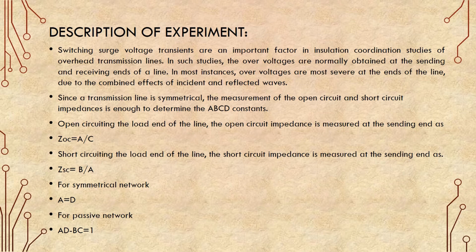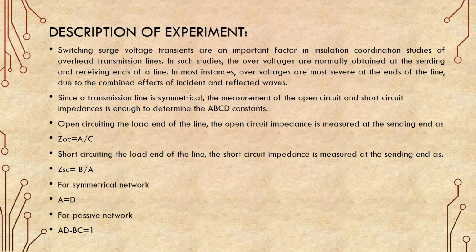For that we have to do the open circuit test. In the open circuit test, we open circuit the receiving end and measure the parameters of the sending end. In the short circuit test, we short circuit the receiving end and measure the parameters of the sending end. That means we only measure parameters at the sending end, and at the receiving end we only do short circuit or open circuit, which is practically feasible in a long transmission line.